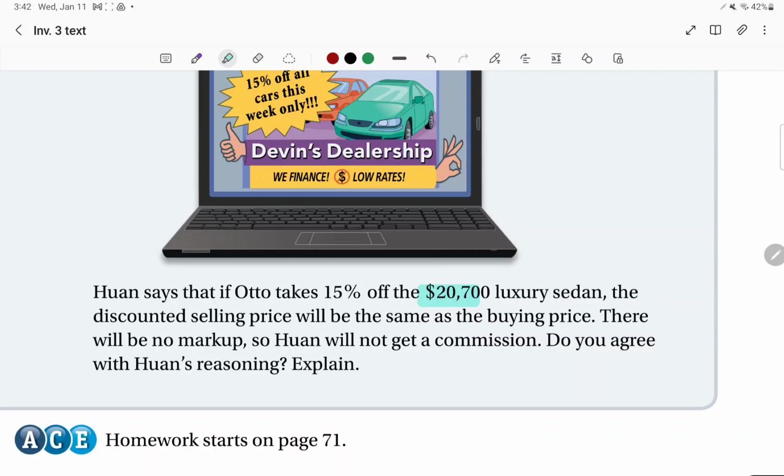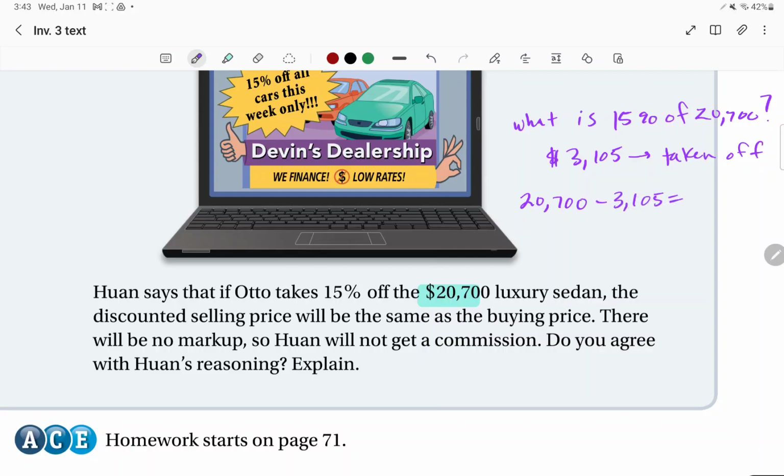Okay, so the first thing we want to do is figure out if it's 15% off. Let's figure that out. Right? So we want to know, what is 15% of 20,700? And when you do that, you would multiply those and you would get 3,105. Okay? So that is the amount taken off. Now let's figure out what is he going to sell it for. Well, then you would take that off of the 20,700 and you would get 17,595.